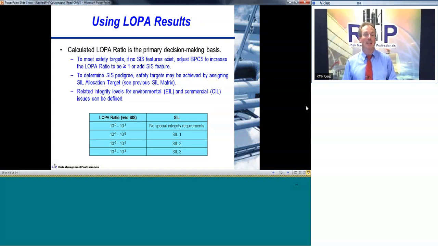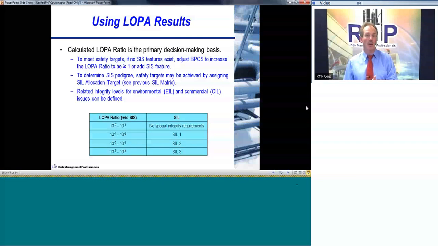They typically will characterize this LOPA ratio and associate it with a safety integrity level. The safety integrity level is a design feature. Allocating a safety integrity level target, or allocating a SIL target, can come out of your basic LOPA analysis or basic HAZOP study, so you can then characterize what reliability you want out of your protection features. Once the protection features are designed, usually SIL verification.